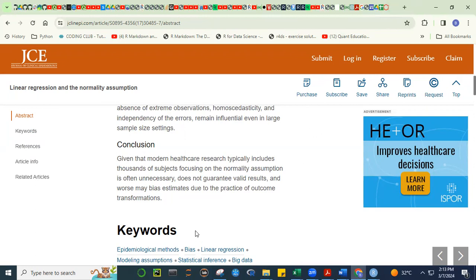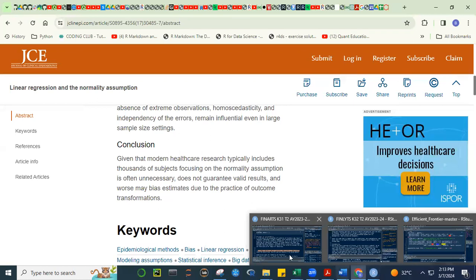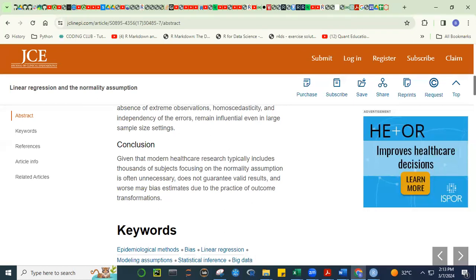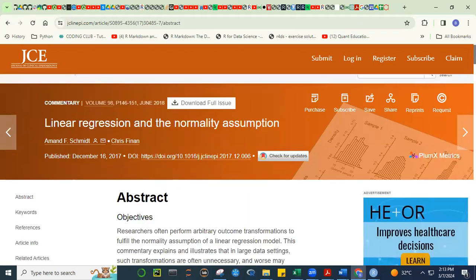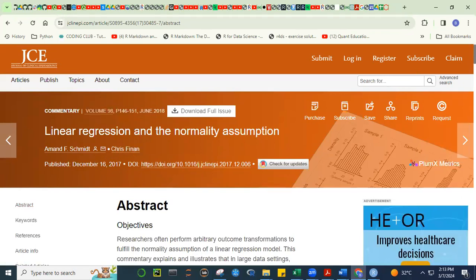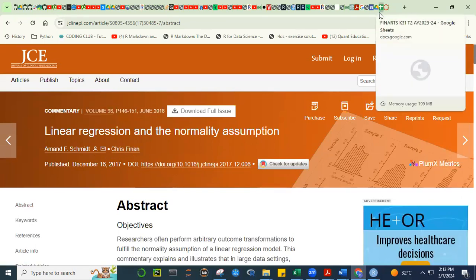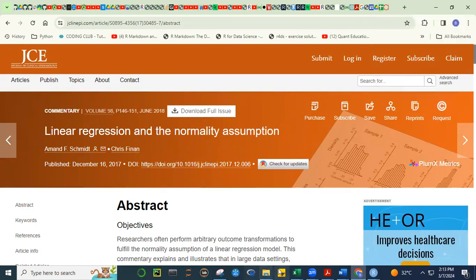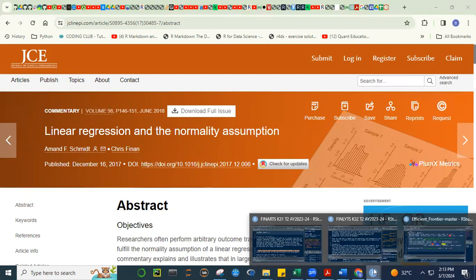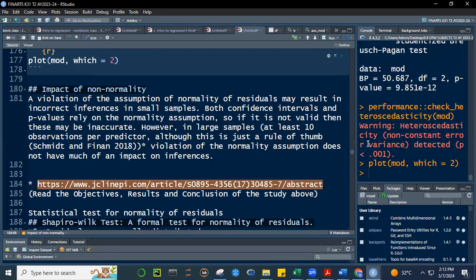Alright, so take note of that, be aware of that, na kung may violations ng normality, pwedeng i-cite 'to, itong study na 'to ni Smith and Finan. Alright? So, okay. Na-share ko na ba sa inyo 'to, class?